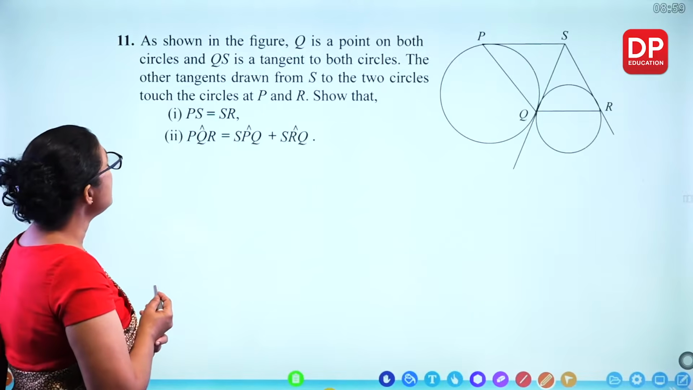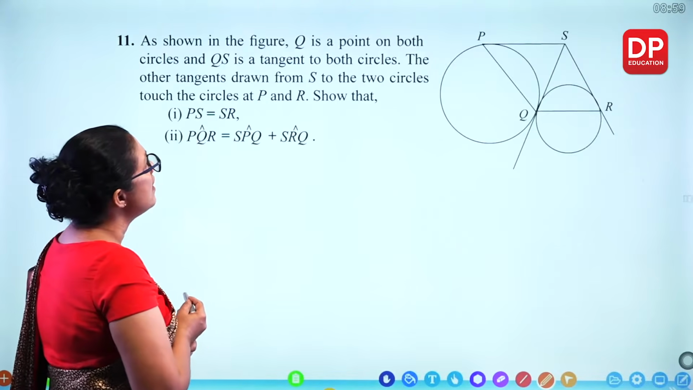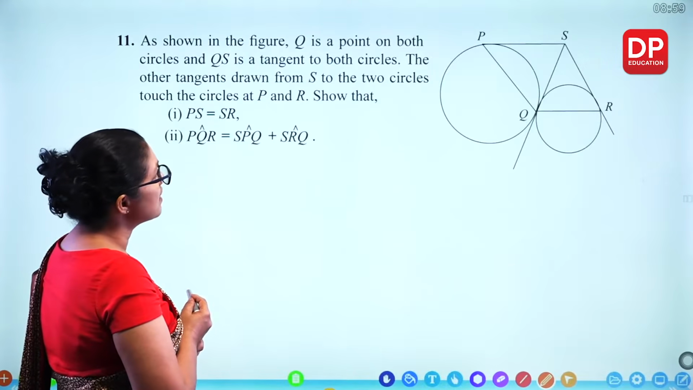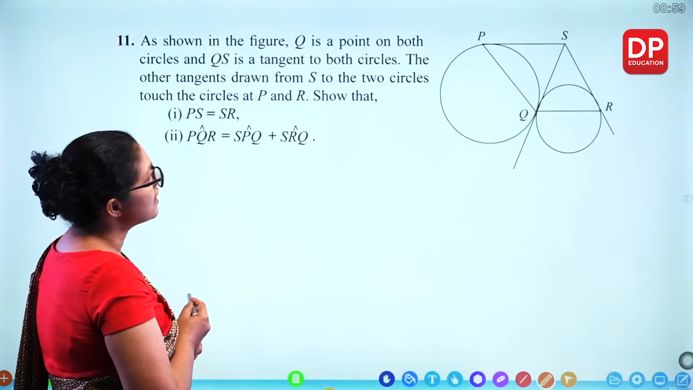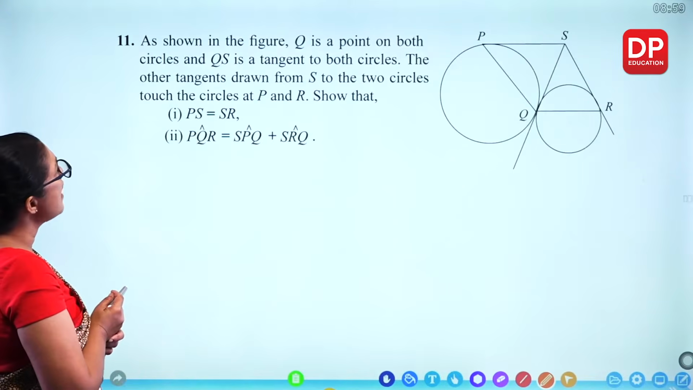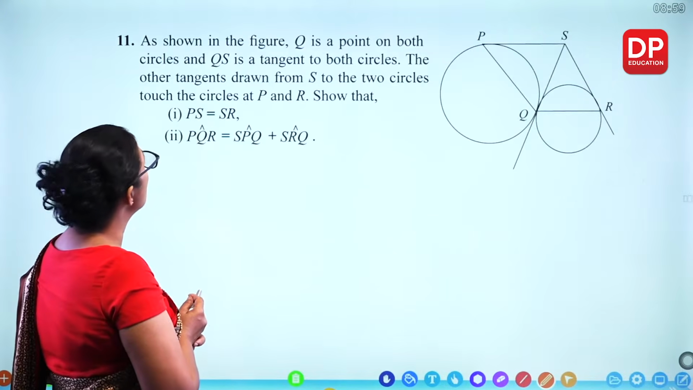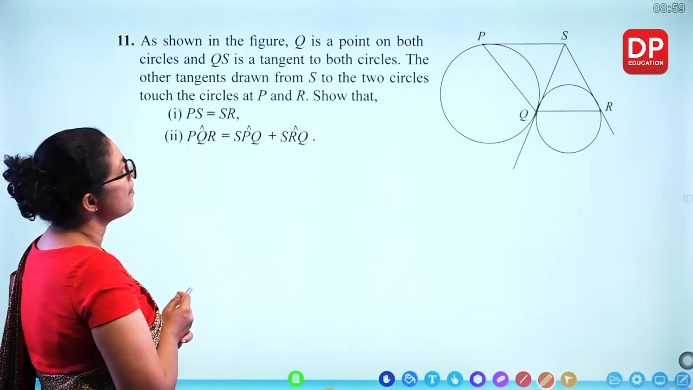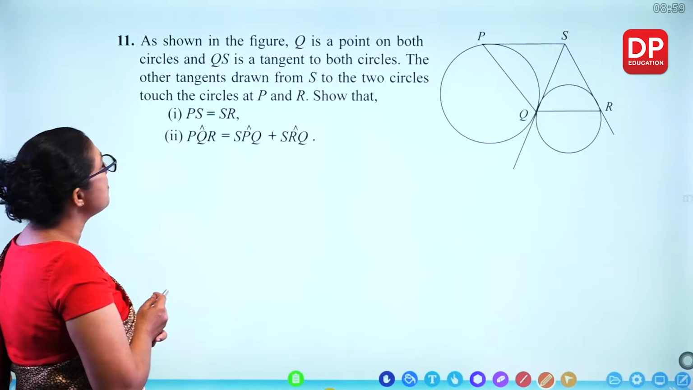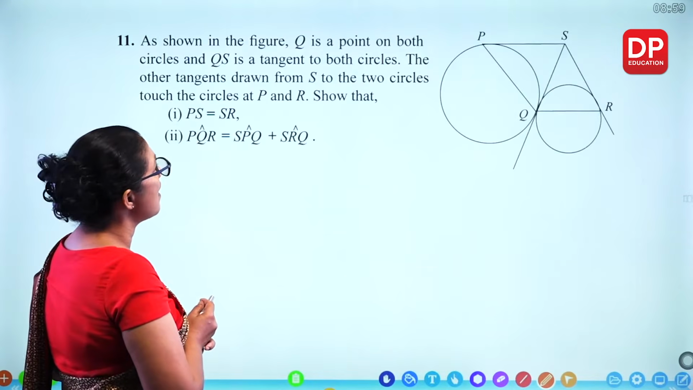Question number 11. As shown in the figure, Q is a point on both circles and QS is a tangent to both circles. The other tangents drawn from S to the two circles touch the circles at P and R. Show that PS equals SR.